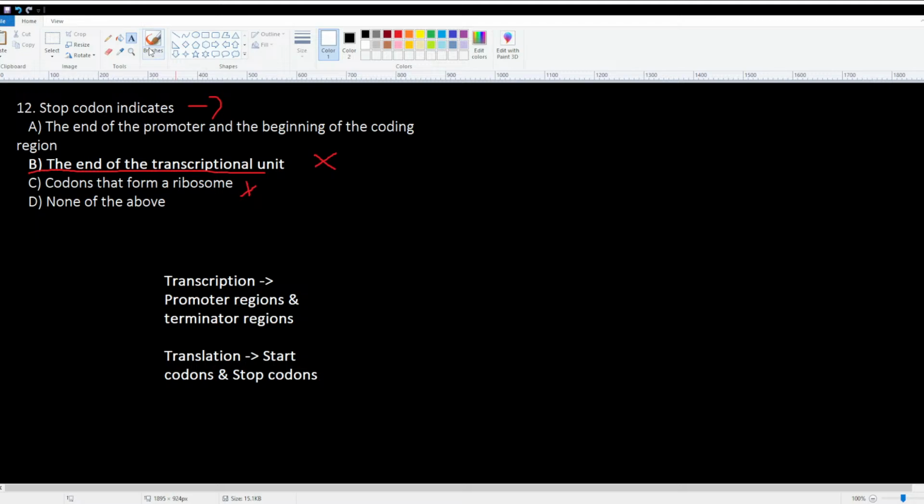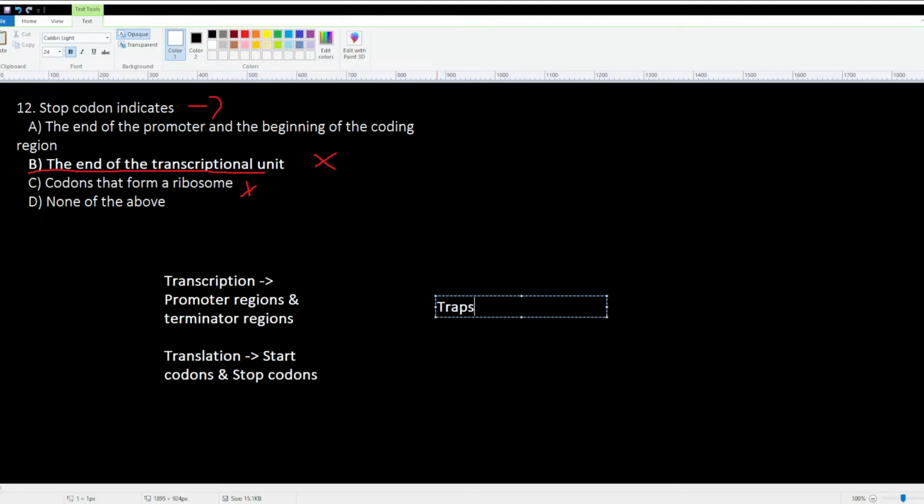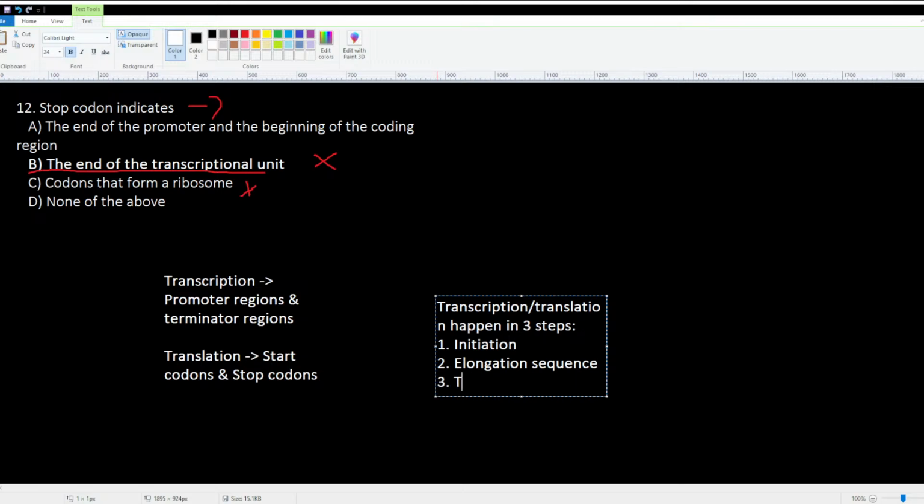So basically, transcription and translation have a bit in common because they happen in 3 steps. Transcription and translation happen in 3 steps. We have the initiation sequence, then we have the elongation sequence, and then we have the termination sequence.